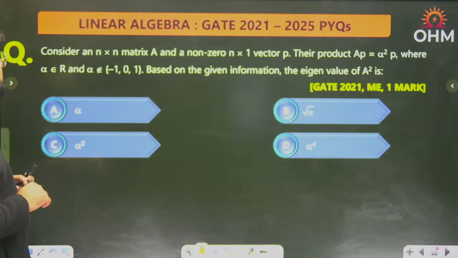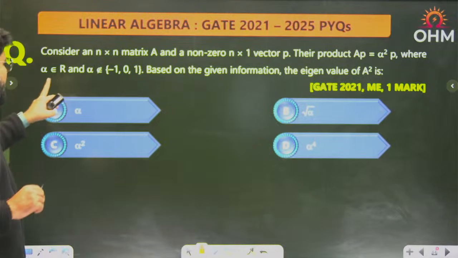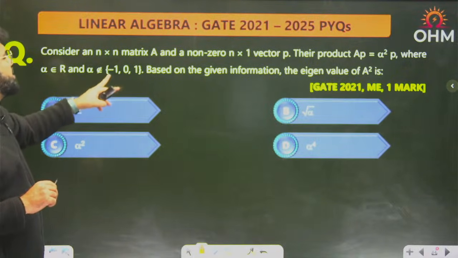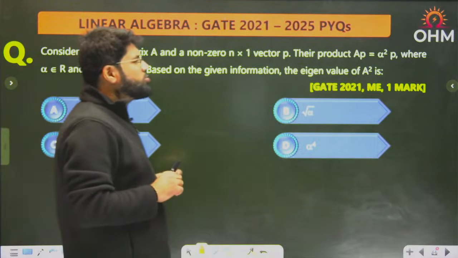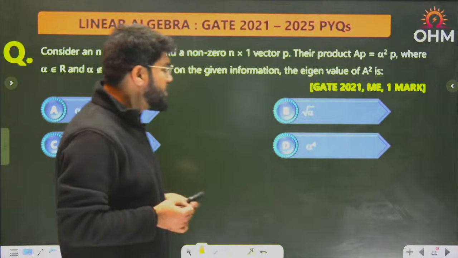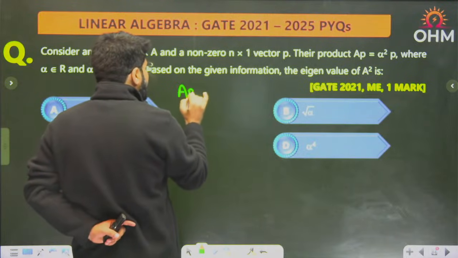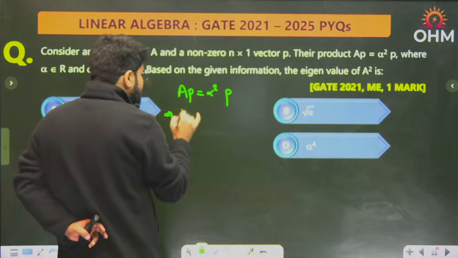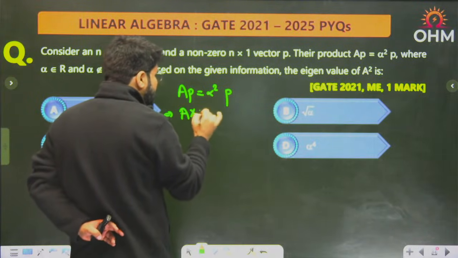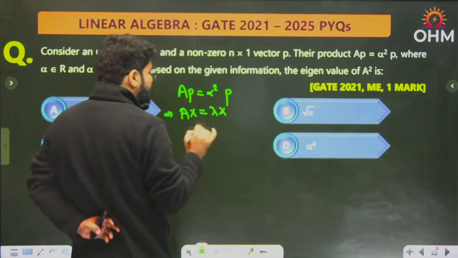Consider an n cross n matrix A and a non-zero n cross 1 vector P. Their product AP is alpha square P, where alpha belongs to R and alpha does not belong to minus 1 or 0 or 1. Based on the given information, what are the eigenvalues of A square? A simple question, GATE 21 mechanical 1 mark question. What is given? AP equal to alpha square P, where P is some vector. Is it not just like the relation AX equal to lambda X, where X is some vector?